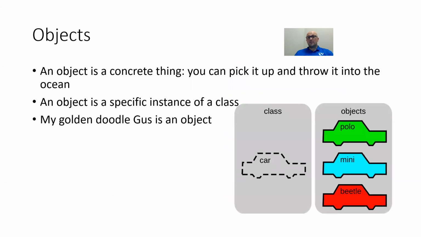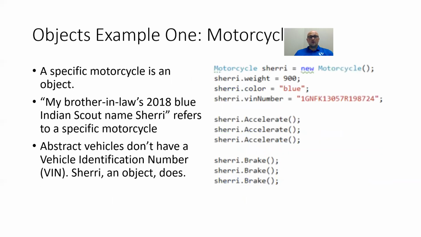So let's talk about objects. We've said a couple different times now that you create objects from classes, okay? If a class is a pickup truck, the object is Ben's blue Ford F-150, okay? It's a specific concrete thing that you can touch. So here is an example of C# creating objects.